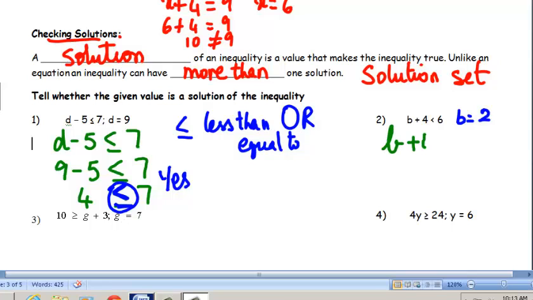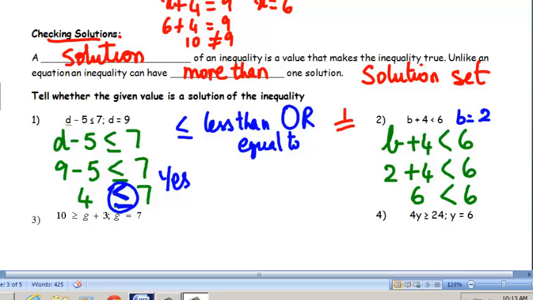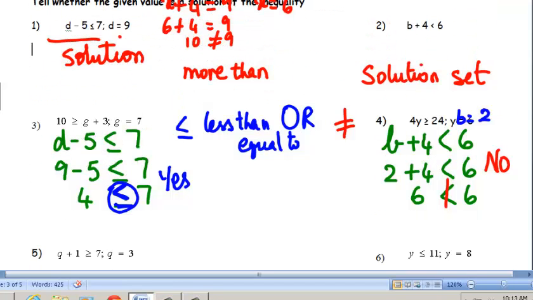Here they've asked us that b plus 4 is less than 6. 2 plus 4 should be less than 6. Now, this is 6. Is 6 less than 6? No, 6 is equal to 6. So, just like we did for not equal to, we are going to draw a line through this and say that this is wrong. So, we just say no. This is how we show it. Okay, line through it. Let's do one more, and then I'm going to let you do the rest by yourself.